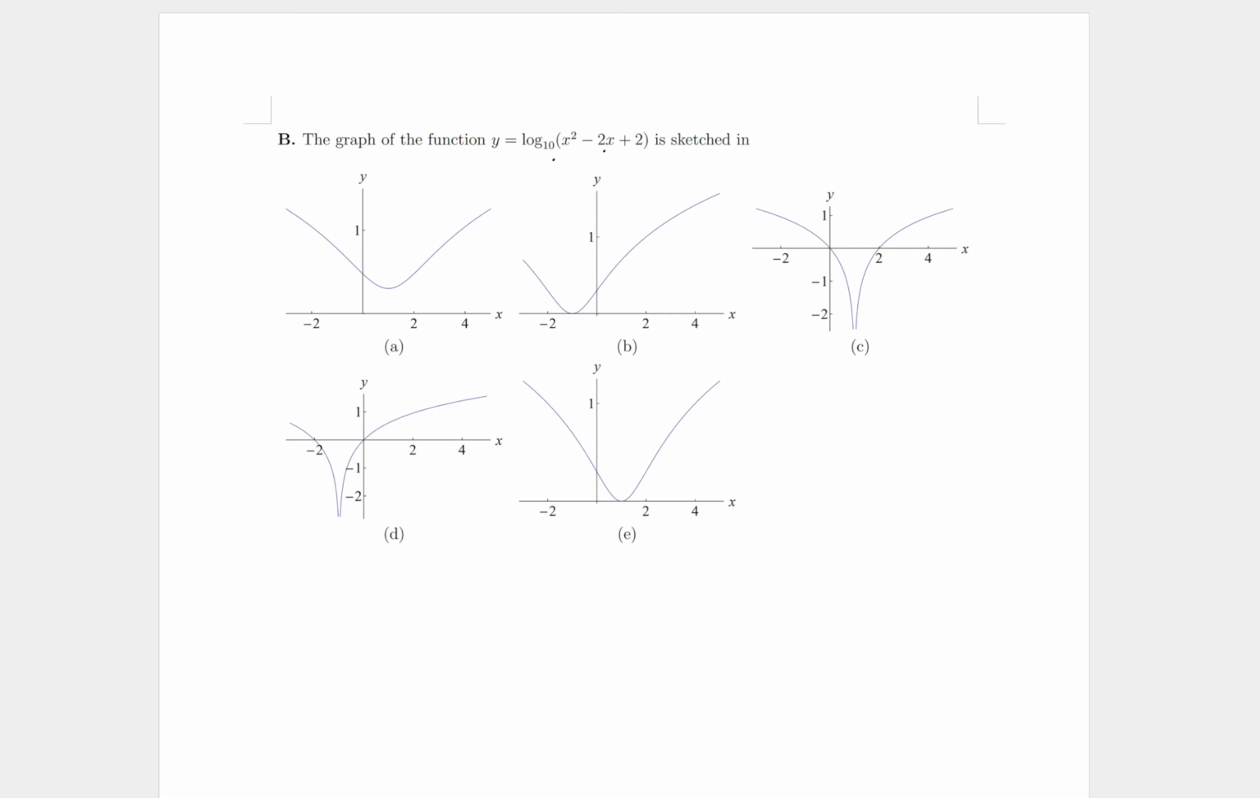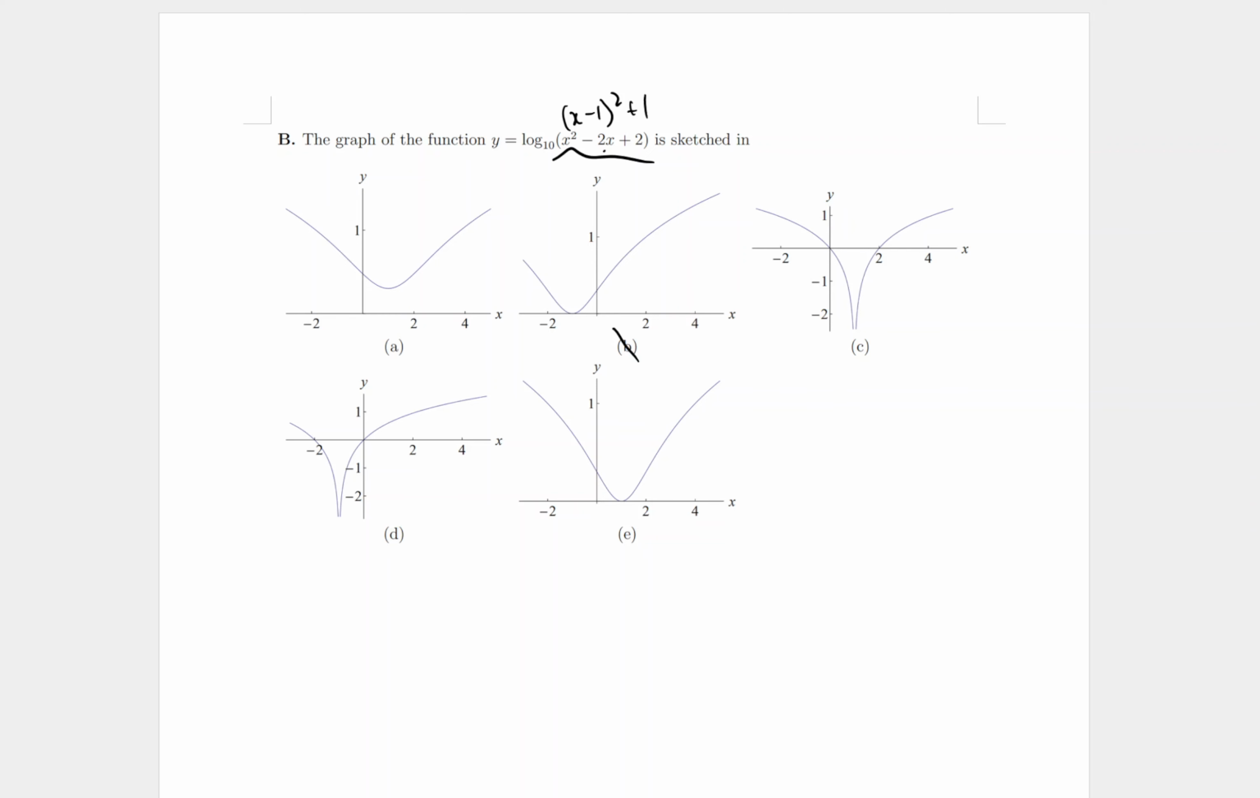So my first instinct would be, okay, let's try to complete the square and check where the minimum actually is. So this becomes (x minus 1) squared plus 1. Okay, so where's the minimum? The minimum should be at x equals 1, right? Because log is an increasing function, so the minimum has to be at x equals 1.